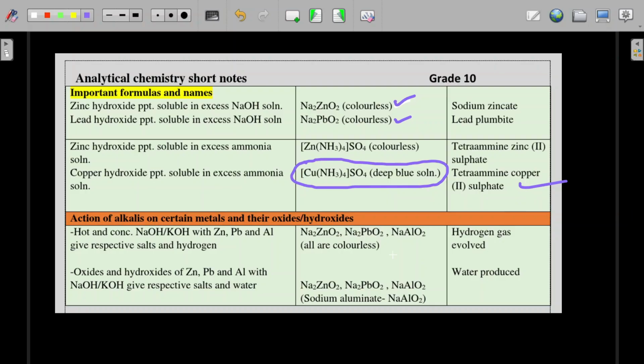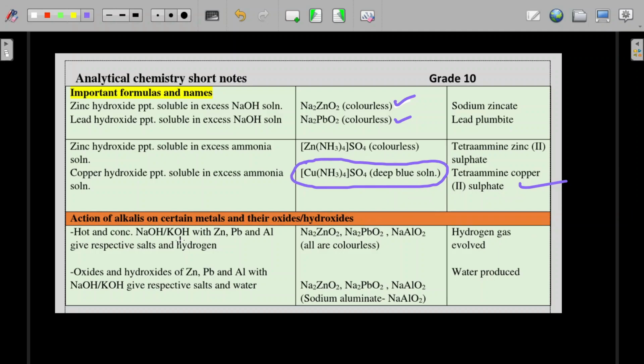A very difficult question paper, if it comes, then only this question will come, but keep it in your head, okay? You have seen it somewhere, right? So this is what it is. Tetraamine copper 2 sulfate is that deep blue solution.